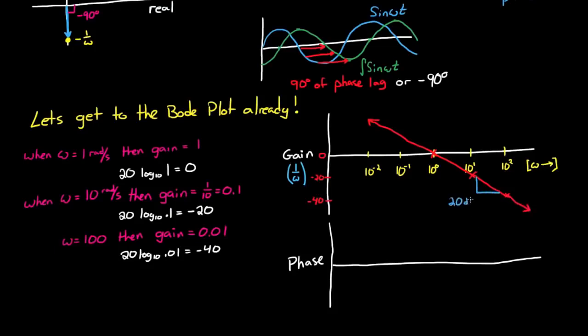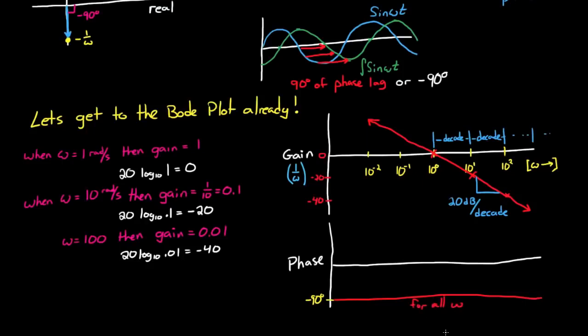The slope of this line is said to be negative 20 dB per decade. And what that means is for each multiple of 10, the gain drops by 20 dB. And on a log scale, each multiple of 10 is called a decade. Drawing the phase for this transfer function is simple, since it's just minus 90 degrees at all frequencies. So now when you come across the transfer function 1 over s, you don't have to do the math. You can just draw these gain and phase plots directly.